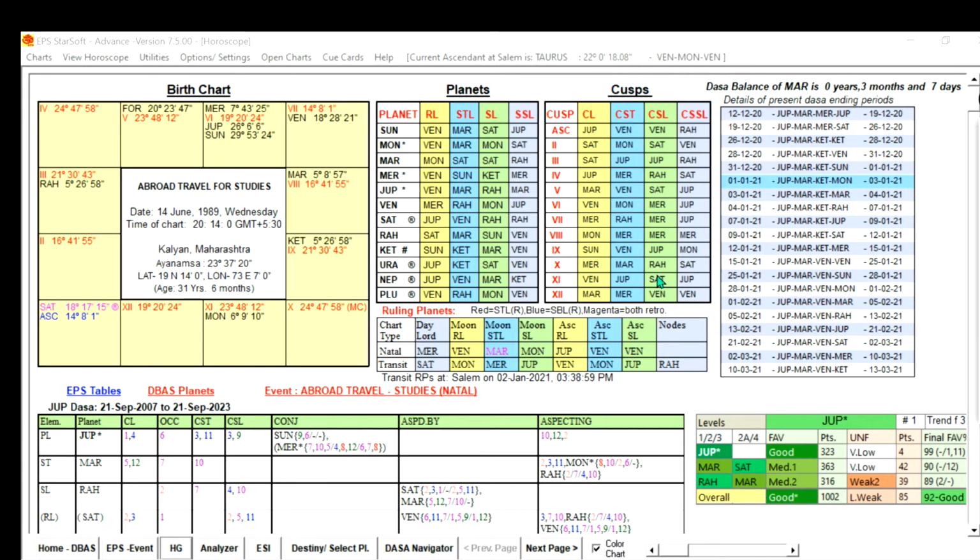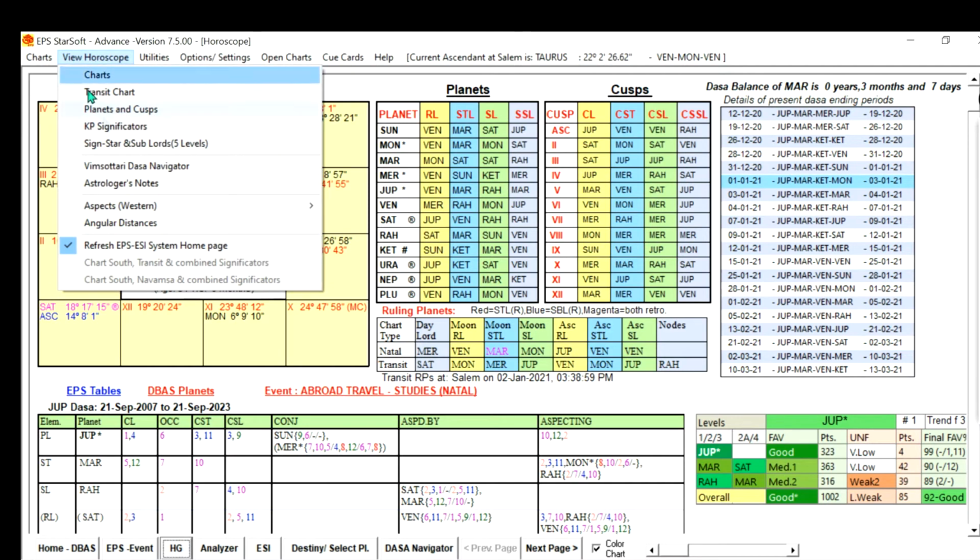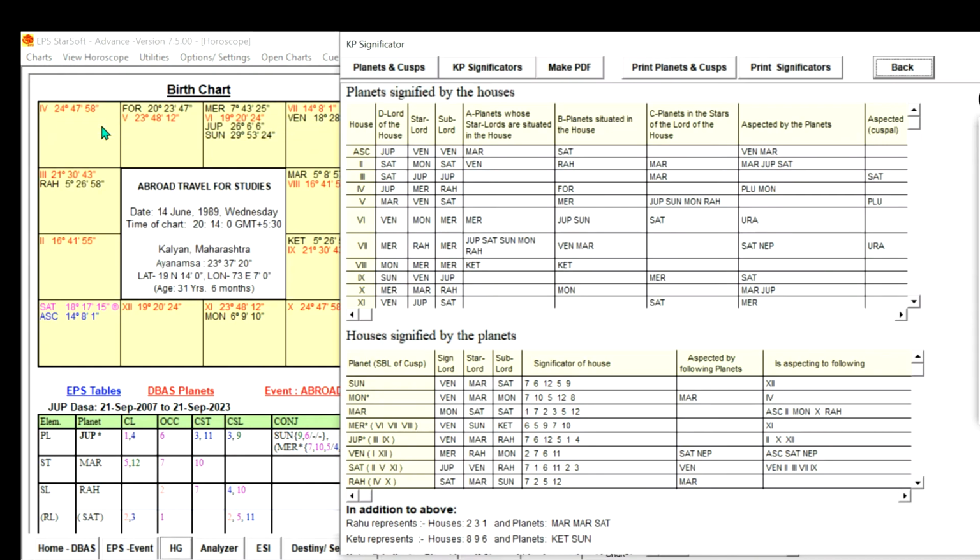Let us check with the KP significators whether that Bhukti lord Saturn supported abroad travel, and also Venus. So let us go to KP significators. As per the normal KP significators, you can see Saturn is signifying 7, 1, 6, 11, 2 and 3. The third house is present, but just with the third house, we cannot say that it is supportive for short travel or long travel, or for communication. So it is not making that very clear.